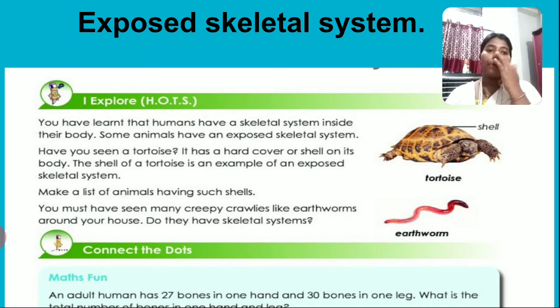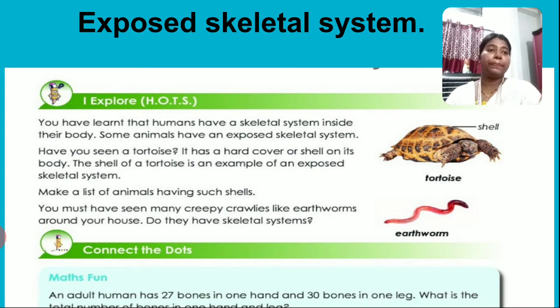Clear? Now we'll come to the maths fun. An adult human has 27 bones in one hand and 30 bones in one leg. What is the total number of bones in one hand and leg? You add both: 27 plus 30 is 57. So the answer is 57. You can write it down with a pencil in your book, on the side of the question: 57 bones.